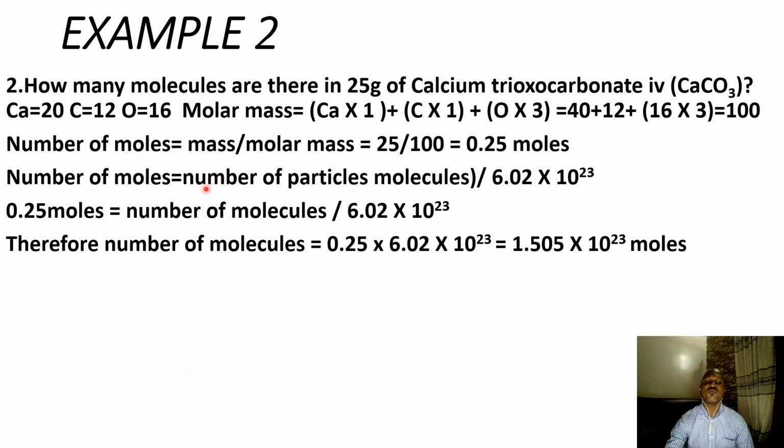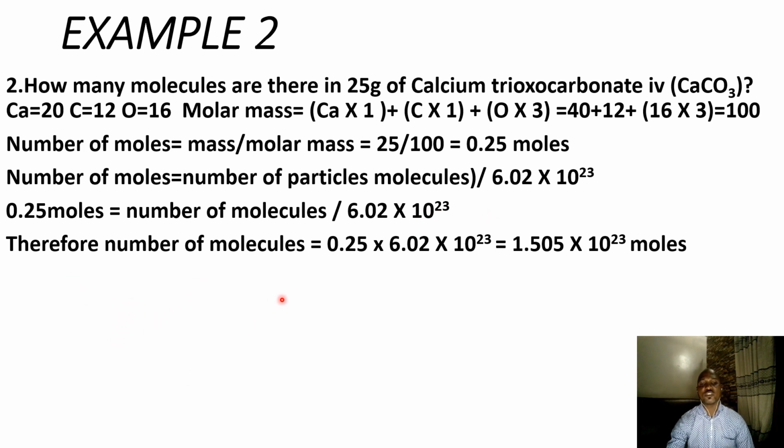So we say the number of moles is equal to mass over molar mass, meaning the mass is 25 grams divided by the molar mass of 100. So it will give you 0.25 moles. Now, the number of moles is equal to the number of particles, which in this case is molecules, over Avogadro's constant. Remember, Avogadro's constant is 6.02 times 10 raised to the power 23. So we say the number of moles, as we got at this stage, 0.25, is equal to the number of molecules all over 6.02 times 10 raised to the power 23.